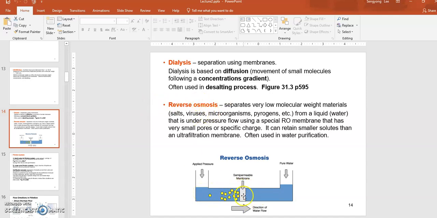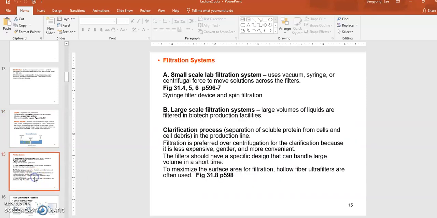So if there's a semi-permeable membrane, water molecules can go through that membrane. Then you press the water, so apply pressure, and water molecules will move through the membrane. But that membrane is not permeable for some of the contaminants, so they will be captured. So that's what reverse osmosis is. Normally that membrane is an ultrafilter membrane, so it is used as a water purification system.